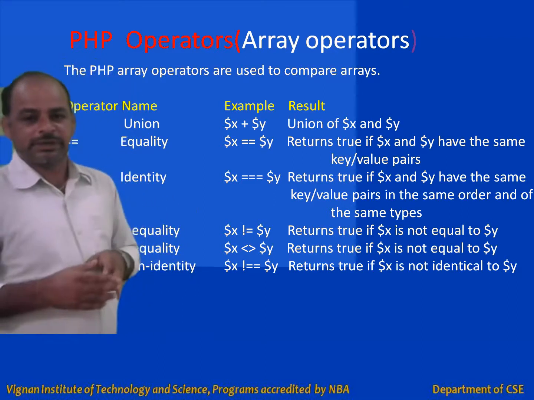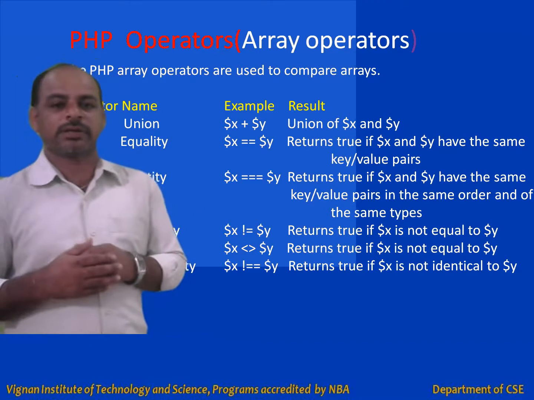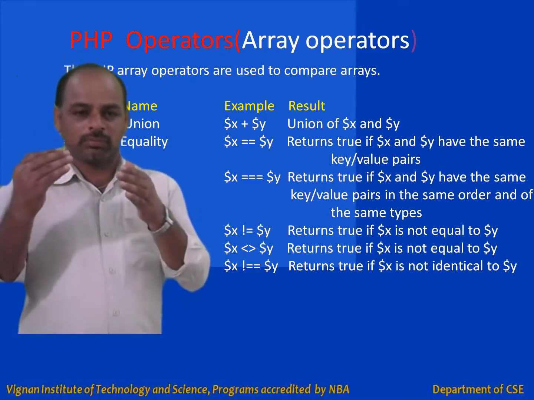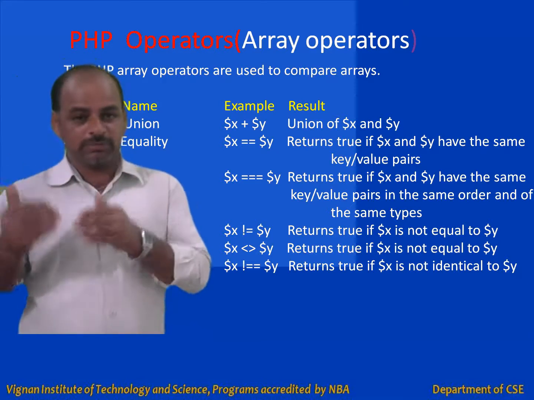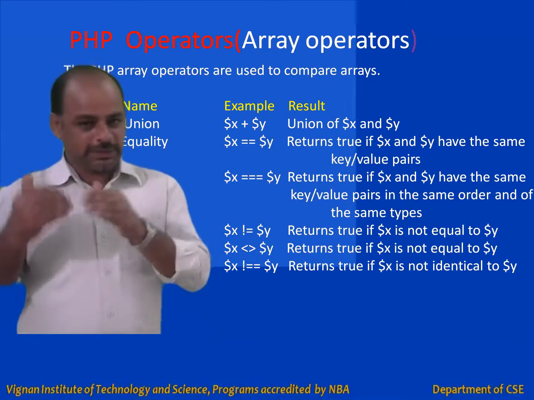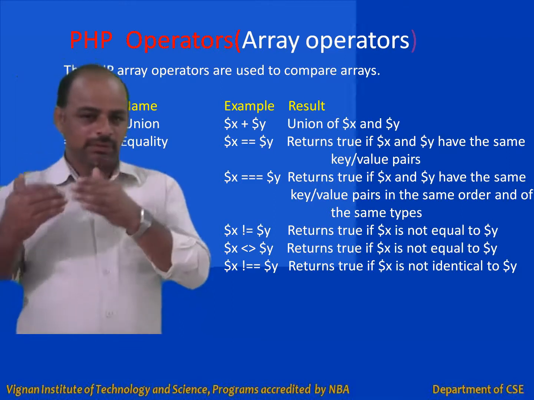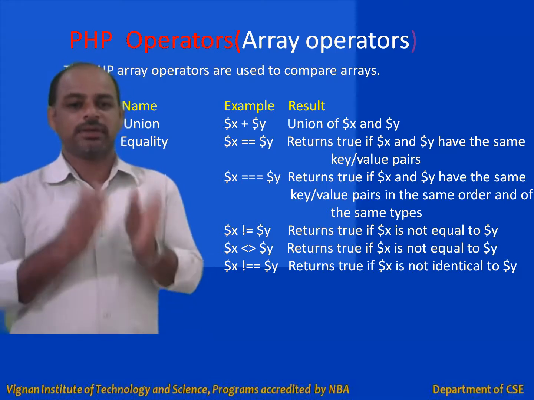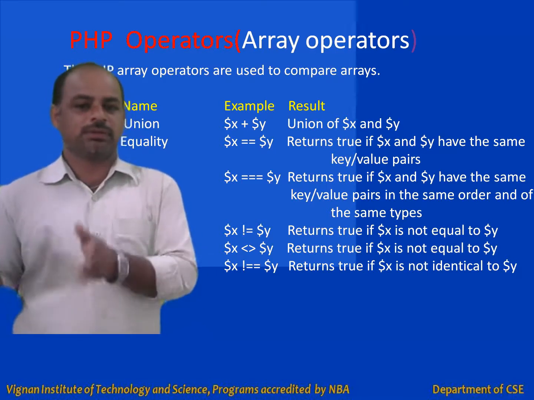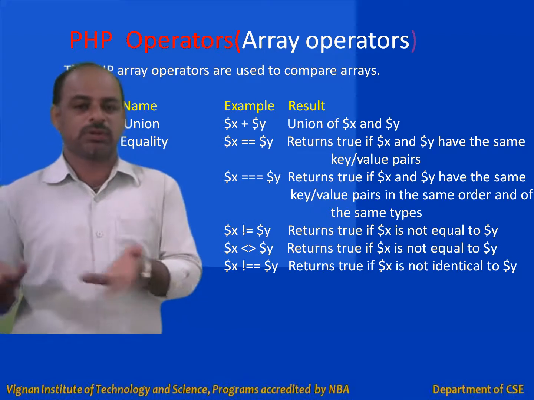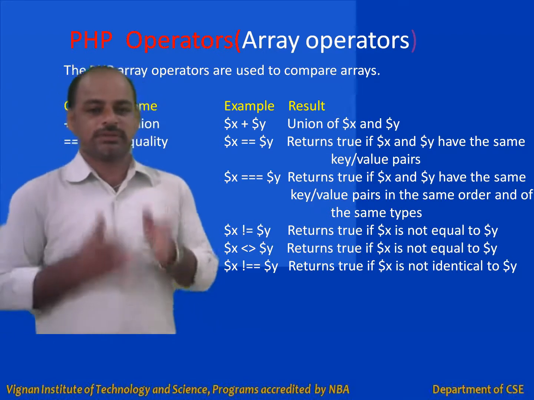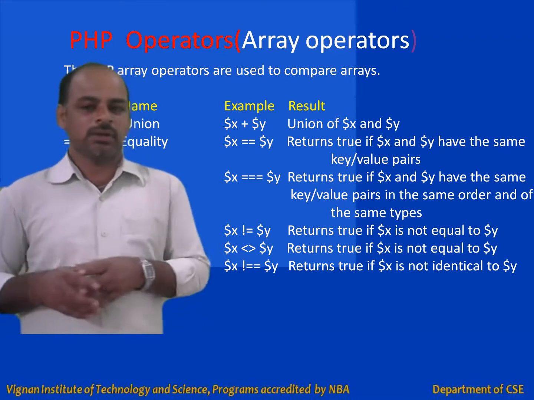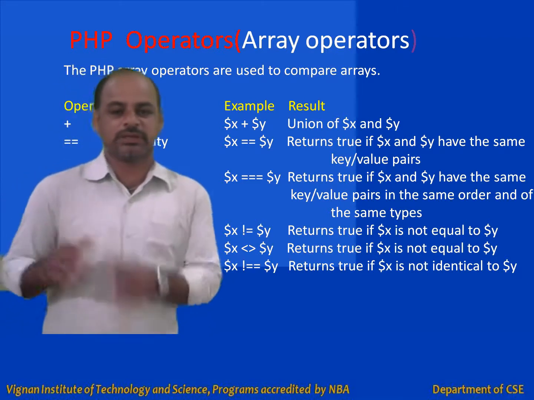And similarly, the not identity operator, which is opposite to the identity operator. What it does here is compare whether two arrays have the same key value pairs, in the same order, and if they are of the same type. If all these three conditions are not satisfied, then x is not identical to y. If x is not identical to y, it returns true, otherwise it returns false. So x is in one array, y is in another array, and these identities will be compared.